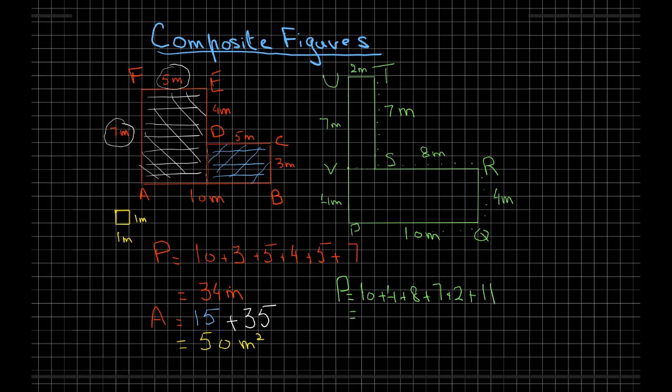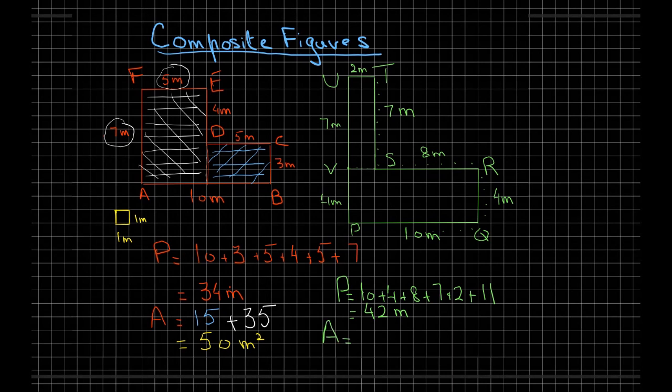So let's add up the perimeter. It should be 10 plus 4, 14, and 8, 22, and 7, 29, and 2, 31, and 11 is going to be 42 meters. Okay, so the perimeter of the green shape is more than the perimeter of the red shape. Okay, but now let's look at the area. Now we can calculate the area here.